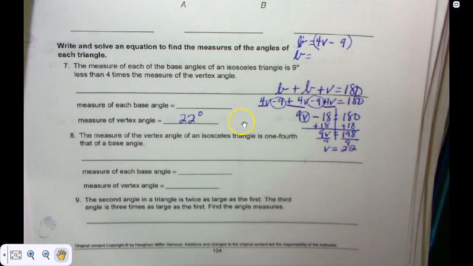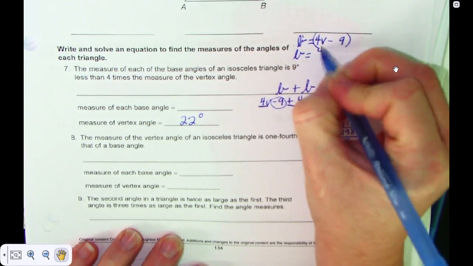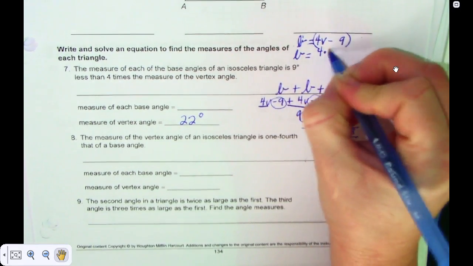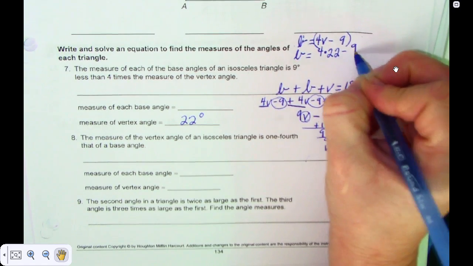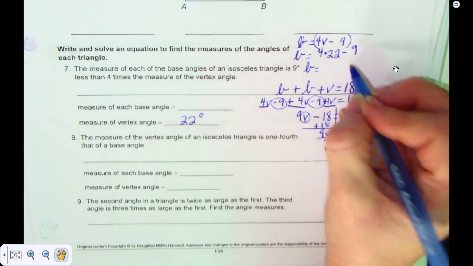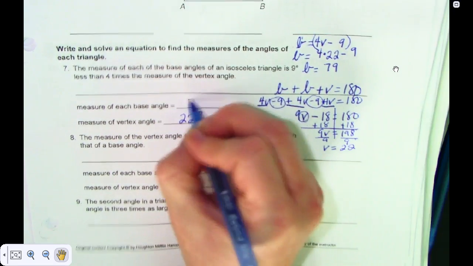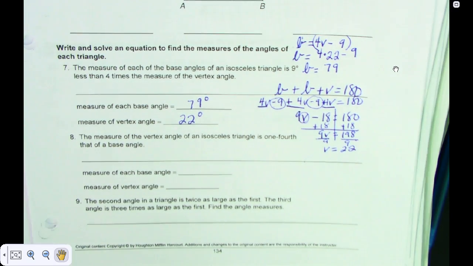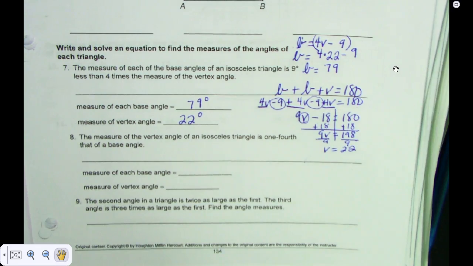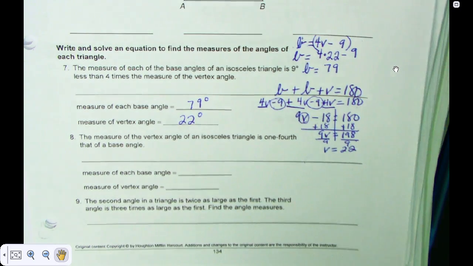Okay. So we're going to go 4 times 22 minus 9. So the base angle is going to be what? 79. 79 degrees. How many base angles are there? 2 base angles. So 79 plus 79 plus 22 gives me, huh? Why does it have to equal 180? It's a triangle. All 3 angles have to equal 180.